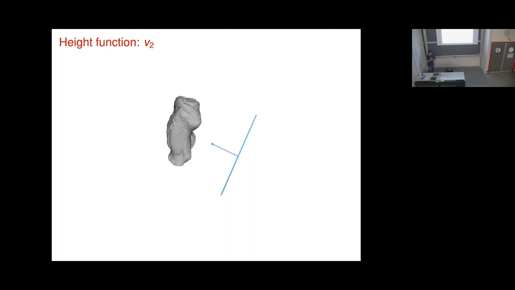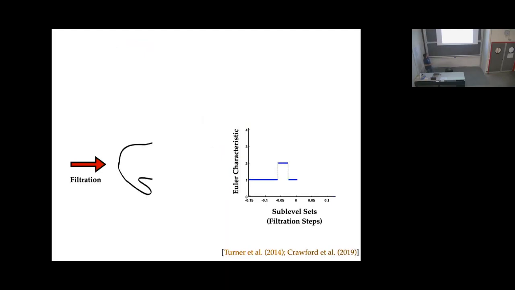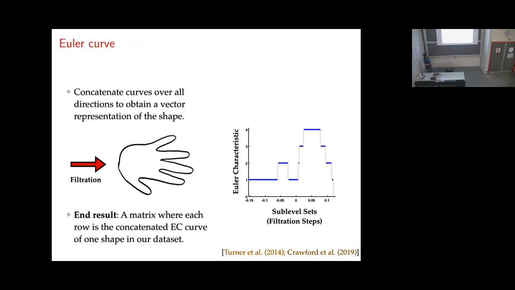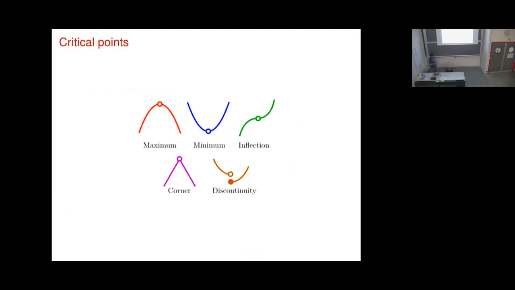Exactly. And I'm going to do this from many, many directions. And we'll get to the question of how many directions as well. Okay, so basically you do this for many directions, and you collect these curves, and that's your summary. Okay? So I've turned a shape into a collection of curves. Okay? And as I said before, these curves are really capturing how the critical points are changing.